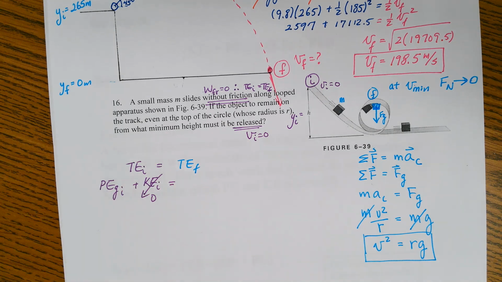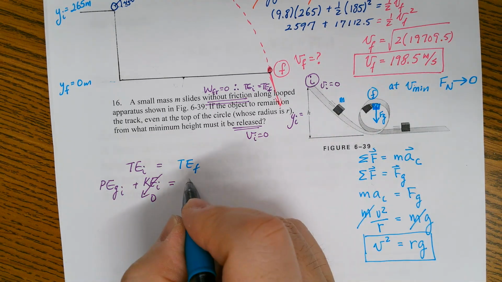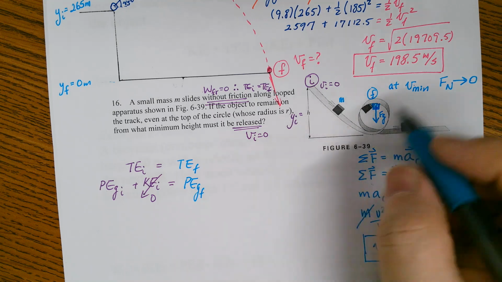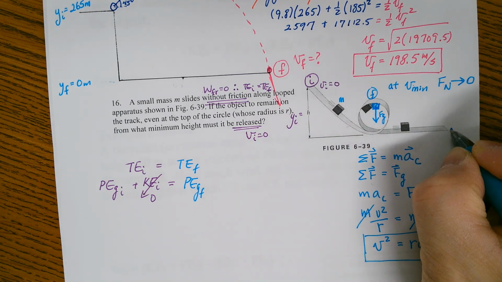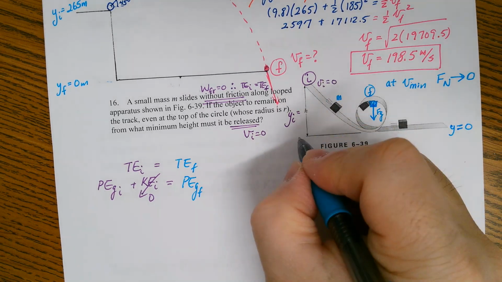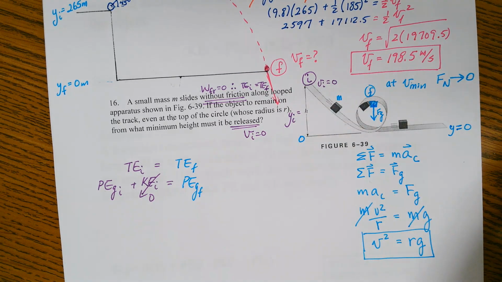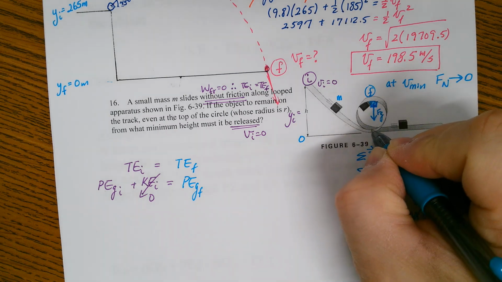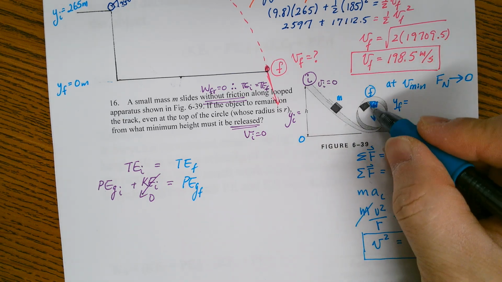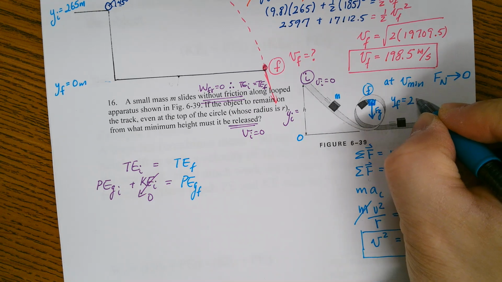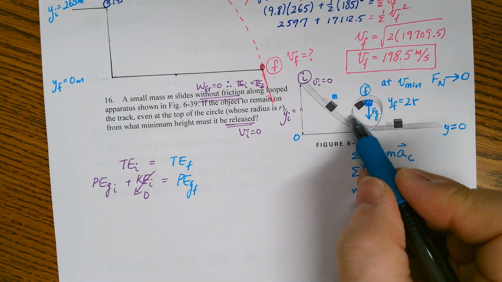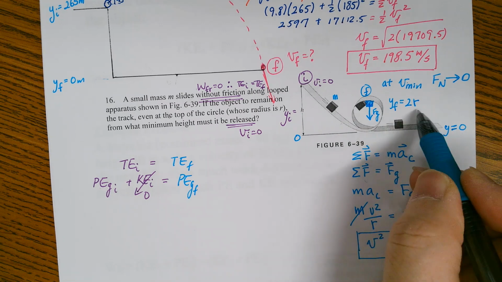So that must equal, now comes this part right here, potential energy gravitational final. Do I have potential energy gravitational final? Of course I do, because I have height. Here is my zero, this is my zero, and this is my height. So what is the actual height of my y final? My y final height is 2 radii of the circle, 2 times the radius r. Does that make sense? Because if this is a circle, the radius from here to here and the radius from here to here make 2 radii.